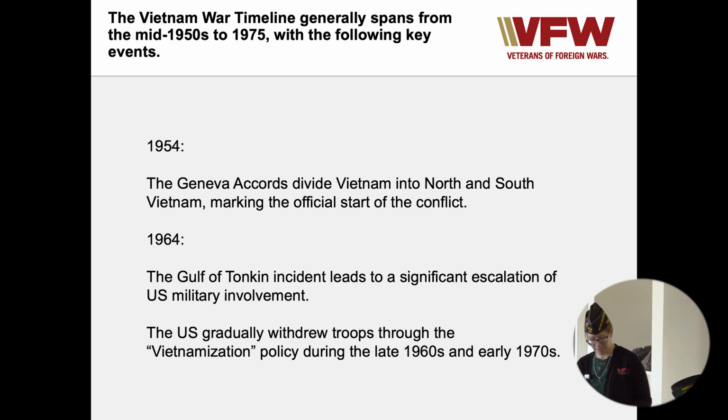Fast forward to 1964, to the Gulf of Tonkin incident. On August 2nd, North Vietnamese torpedo boats attacked the USS Maddox. Additional attacks were reported 2 days later, but those were later proven false. President Johnson responded with bombing campaigns, and on August 7th, Congress passed the Gulf of Tonkin Resolution, granting broad military authority, and that was later repealed.